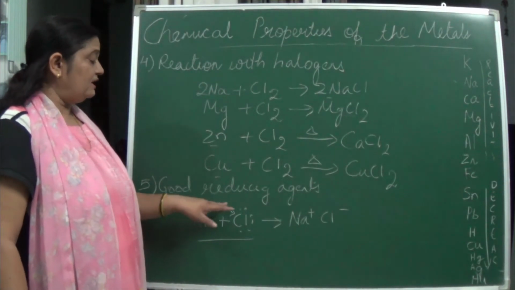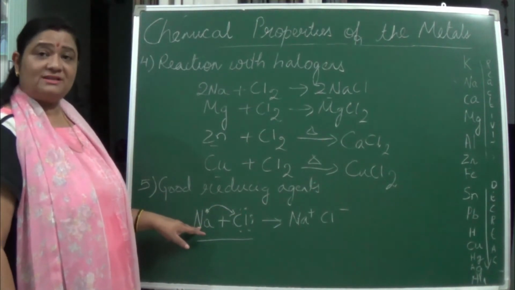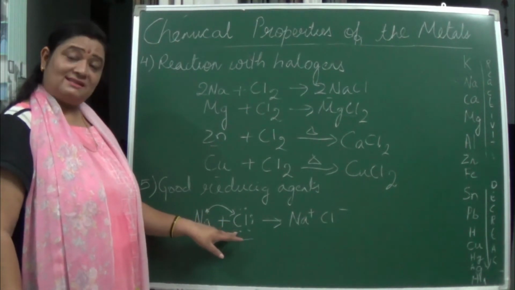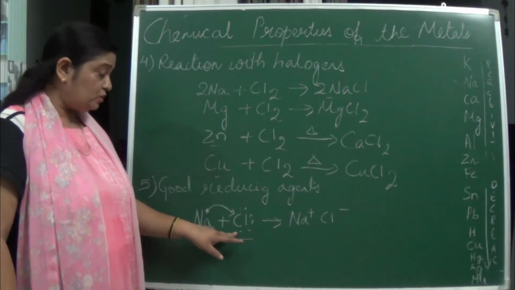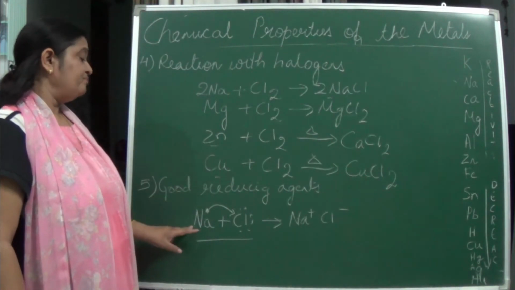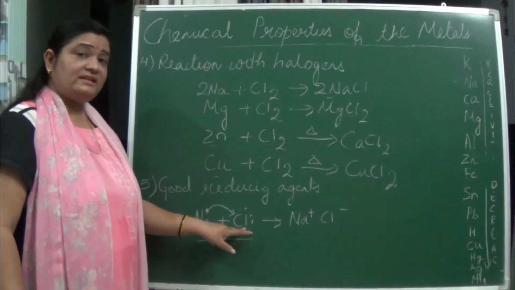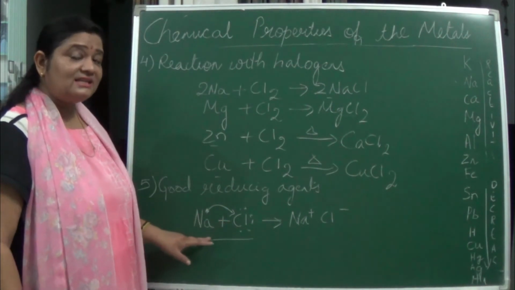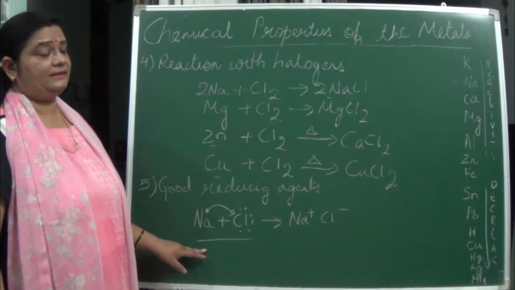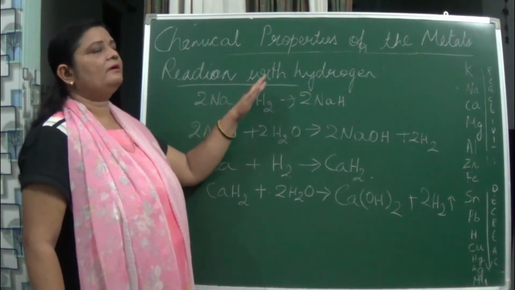If it is giving 1 electron, naturally it is being oxidized, isn't it? And chlorine is taking the electron, so it is being reduced. So we say that yes, this sodium is a good reducing agent, because whatever it reacts with, it reduces it, but itself gets what? Oxidized.